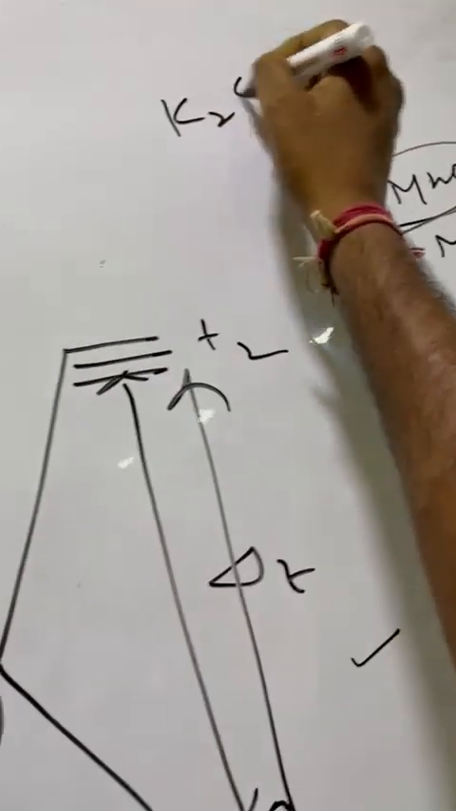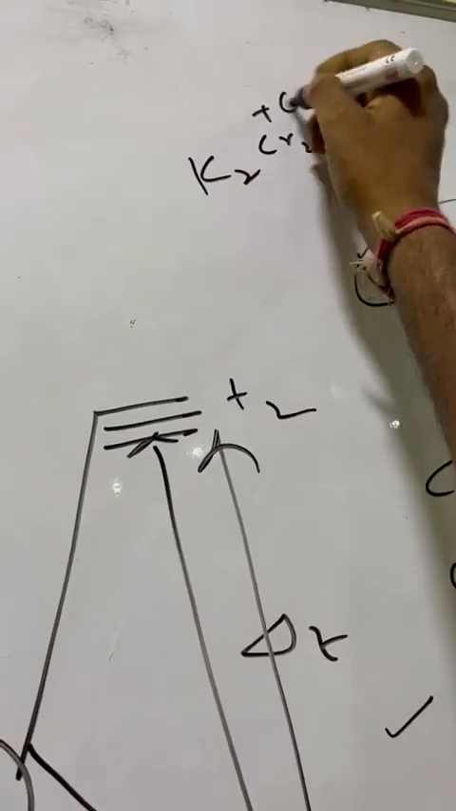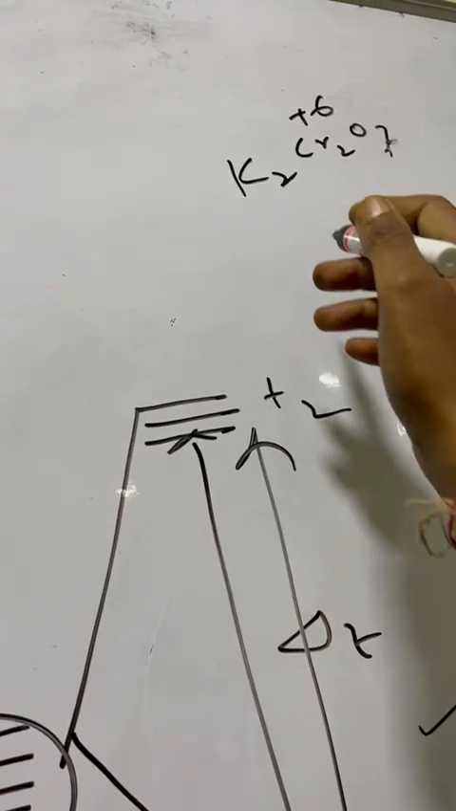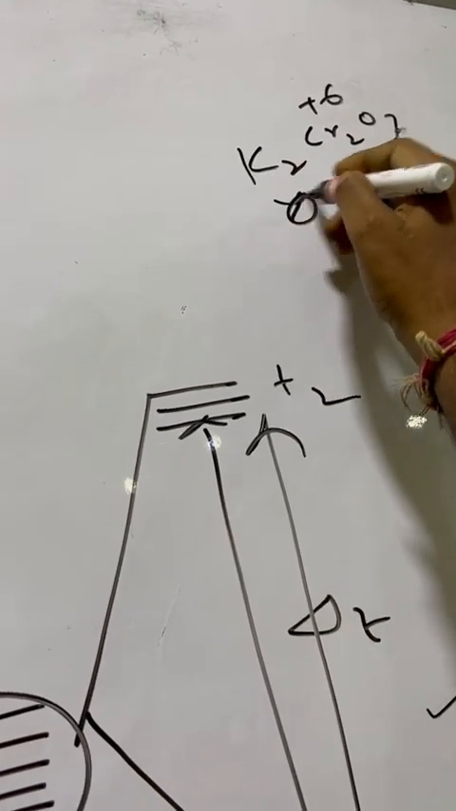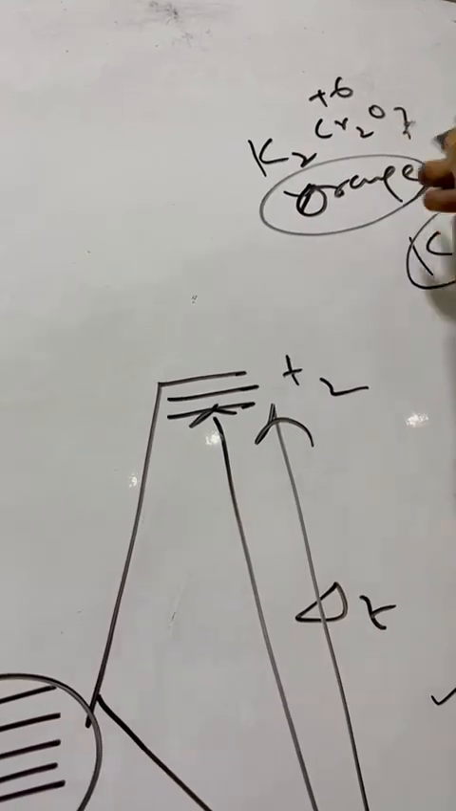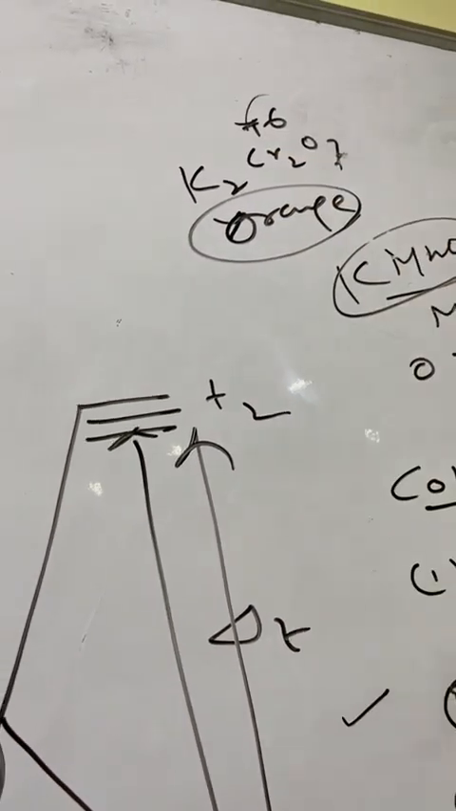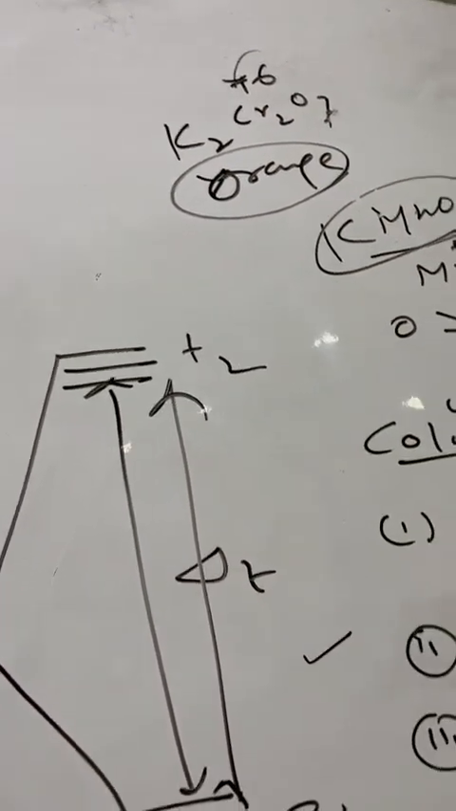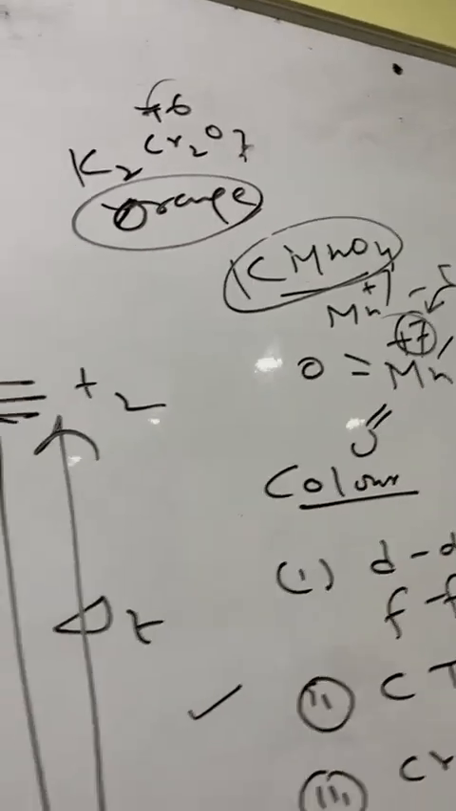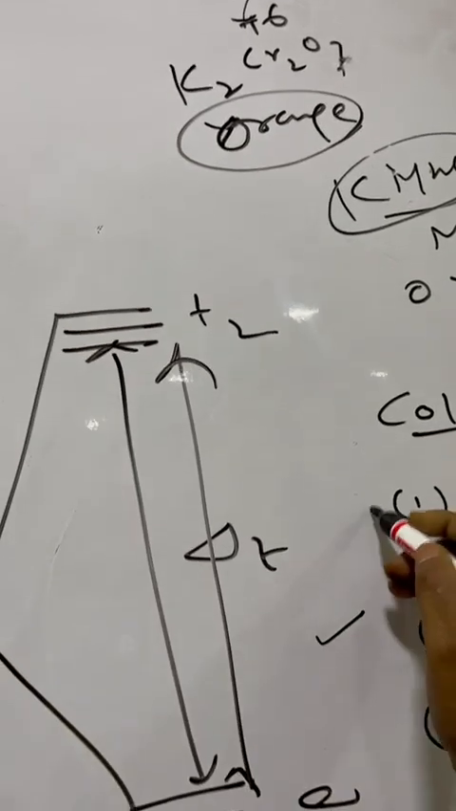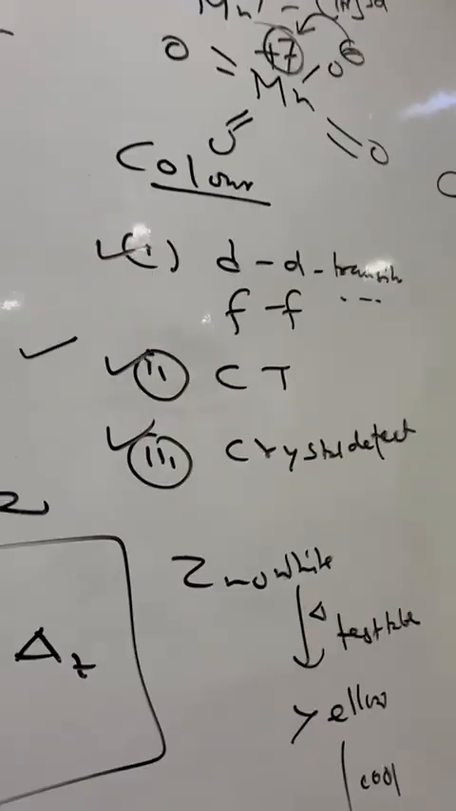Potassium dichromate. Chromium is +6, no d electrons, but it is orange in color. This is also because of charge transfer. Chromium +6, oxygen to chromium electron transition takes place. That is called charge transfer, and that falls in the visible range. So these are the basic reasons for color in chemistry.